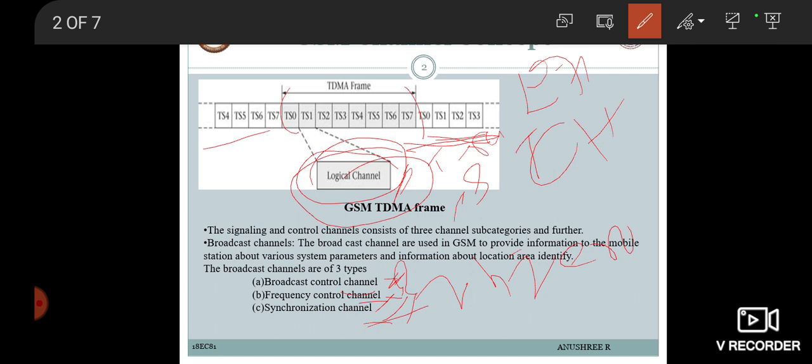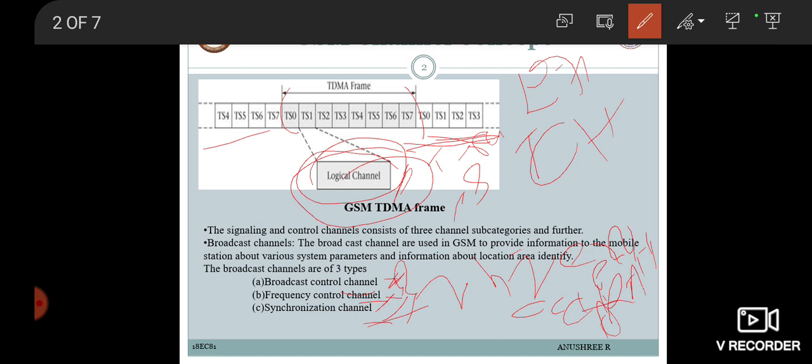The next channel that we are going to study is the common control channels, that is CCCH. Here, the common control channel is going to provide paging messages to the mobile station and a means by which the mobile can request a signaling channel that it can use to contact the network. The three CCCHs are the paging channel PCH, the random access channel, that is RACH, and the access grant channel.